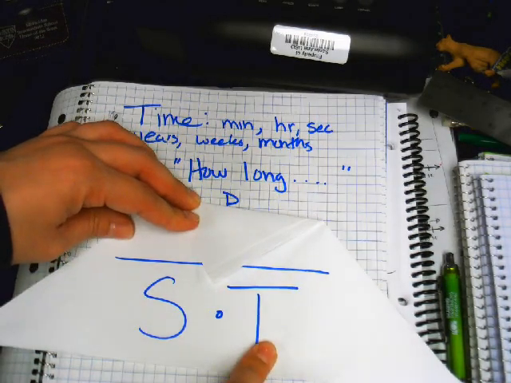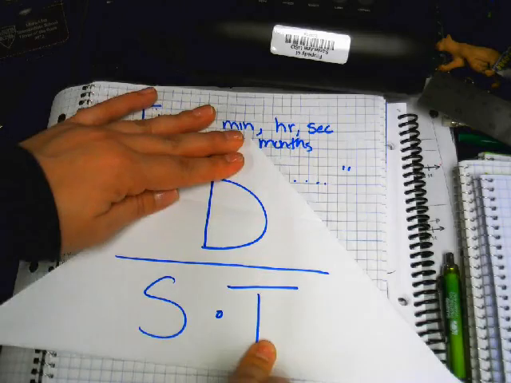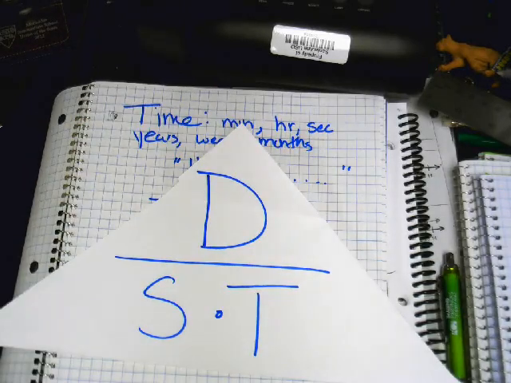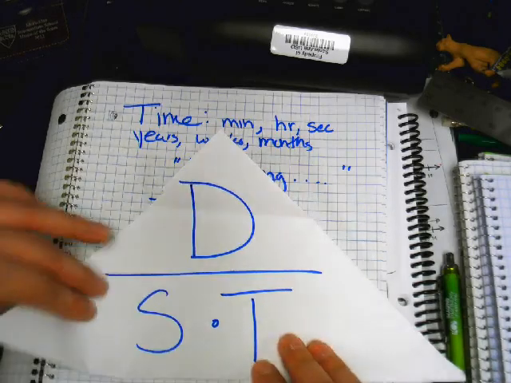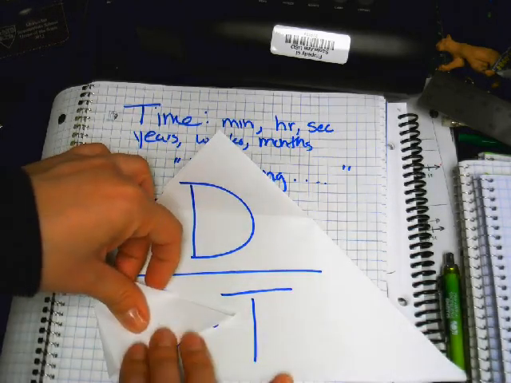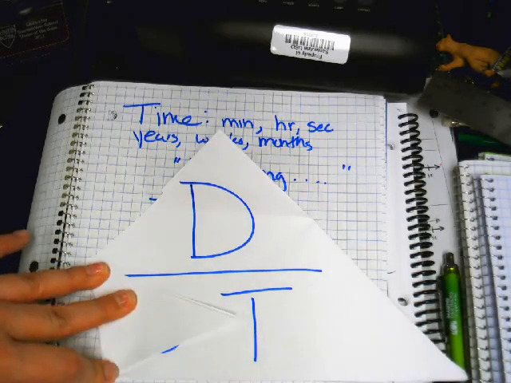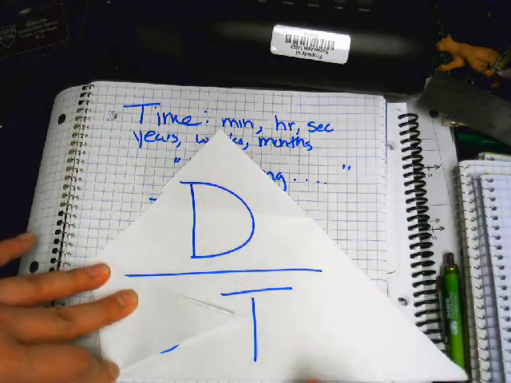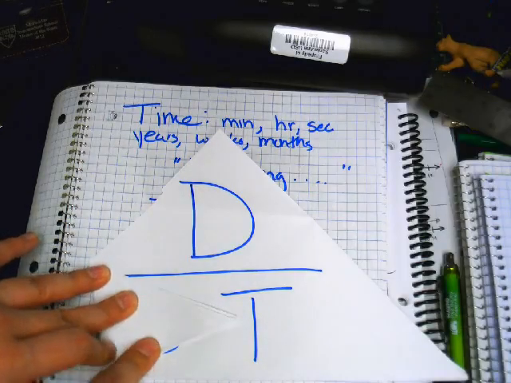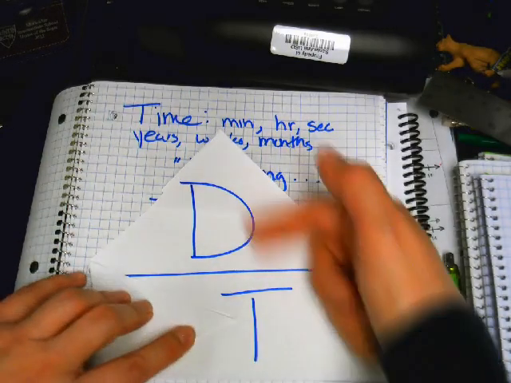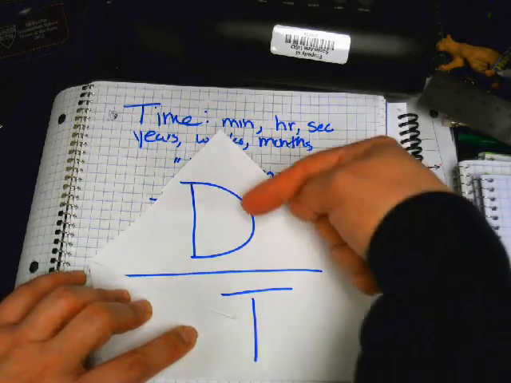Now, if I want to solve for speed, what letter do I cover up? S. So here it tells you that for speed, the letter that you cover up, whatever's left over is what you get to do. Oh, I get to do distance.